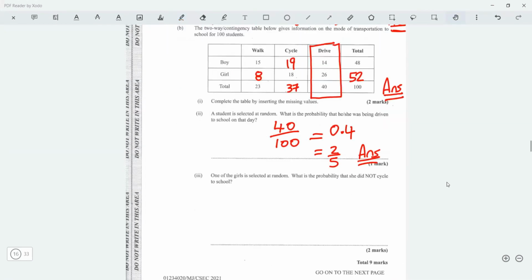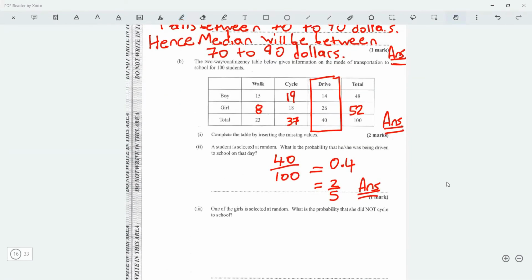The next part says, one of the girls is selected at random. What is the probability she did not cycle to school? Did not cycle means she can either drive. So that means the girl can either do what? The girl can either drive or the girl can either walk, right? The girl can either drive or the girl can walk.